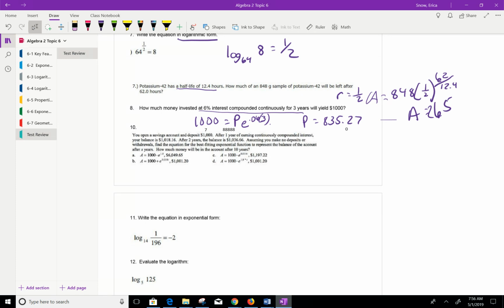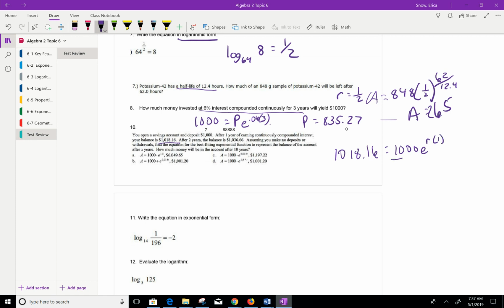All right. 10 says you open a savings account and deposit $1,000. After 1 year of earning continuously compounded interest, your balance is $1,018.16. So for this one, we don't know the rate. They give us the 2-year balance, but we really don't need that. So we know that after a year, we're looking at $1,018.16 equals 1,000 times e to the r times 1.